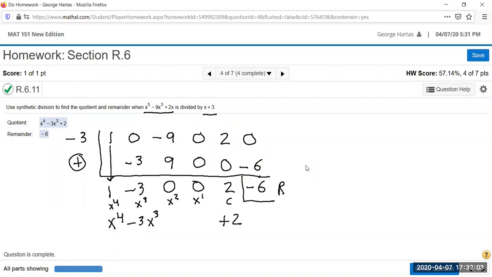So hopefully you learn how to do synthetic division using these examples.